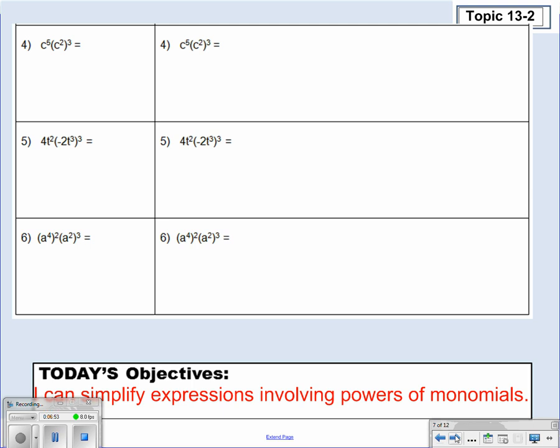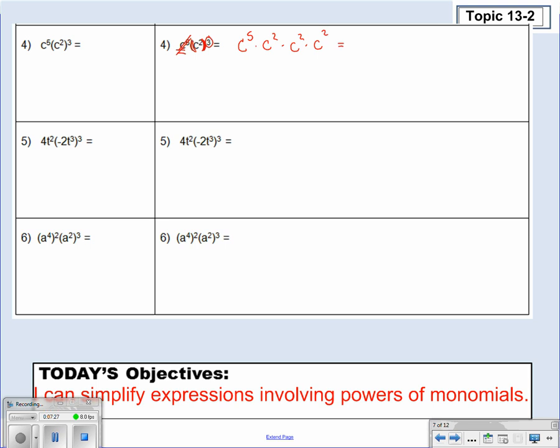Problem number 4, we have c to the 5th times c squared raised to the 3rd power. So notice in this one that the exponent outside the parenthesis, that's the one we are going to stamp out. It's just the c squared, and we're going to stamp that out 3 times. So the c to the 5th power just stays as c to the 5th. And now let's stamp out our c squared. So that's 1, c squared is 2, and c squared, that's 3.